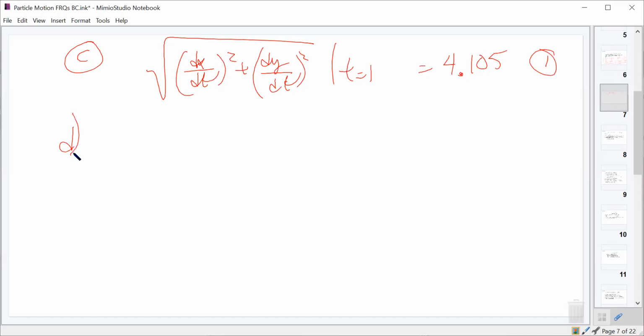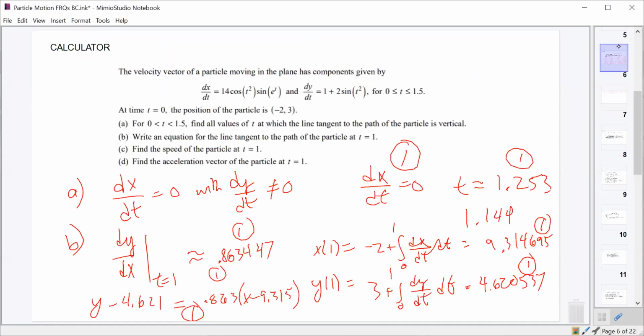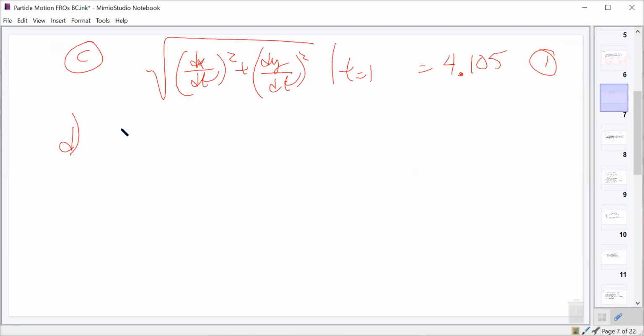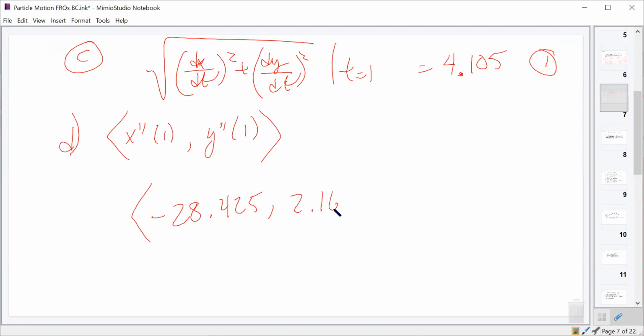And then for part D, what did it ask? The acceleration vector, I think? Yeah, the acceleration vector. So just evaluate x double prime at 1 and y double prime at 1. So the derivative of dx/dt and the derivative of dy/dt both at 1, which came out to be negative 28.425 and 2.161. And that was worth 2 points, 1 for each coordinate. Any questions there on that one?